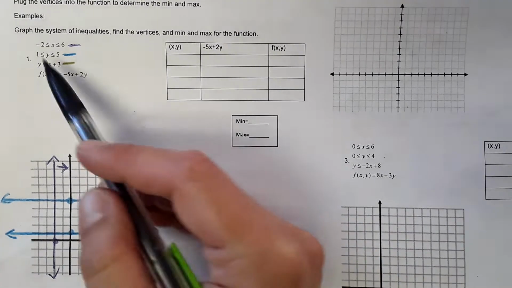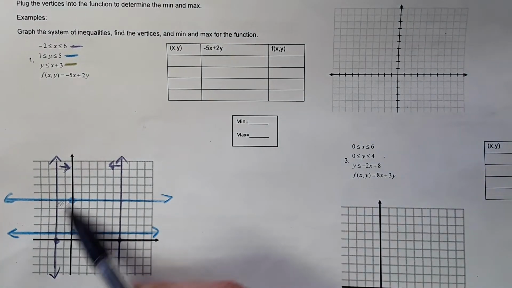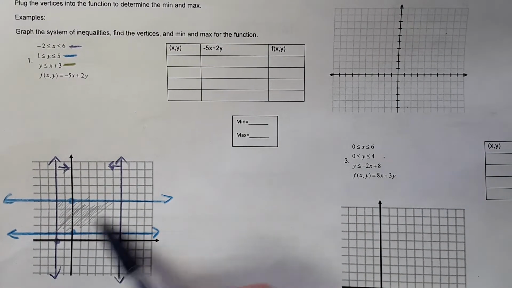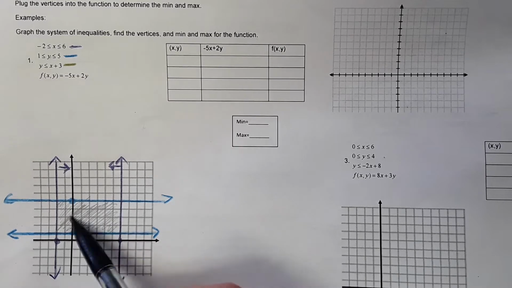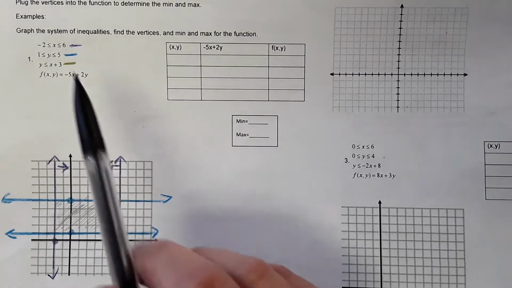Okay, at this point my solution is in between y equals 1 and y equals 5. So I'm going to lightly shade in this box. I'm going to end up erasing some of it, so that's why I said lightly shade in with pencil, something that you can erase. And this box is going to get smaller.